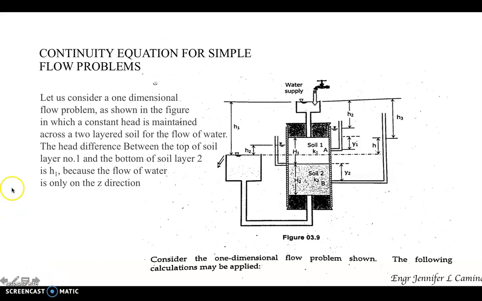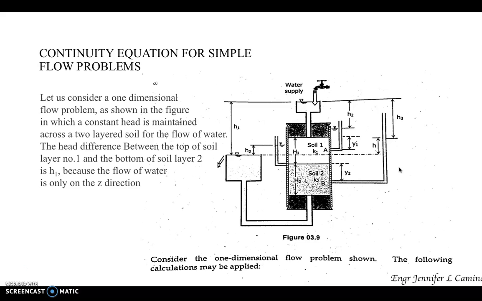Okay, let's move on to the continuity equation for simple flow problem. For this one, we have a one-dimensional flow problem. This is a setup for a one-dimensional flow problem. Let us consider this one, as shown in the figure, in which a constant head is maintained across two layered soil for the flow of water.